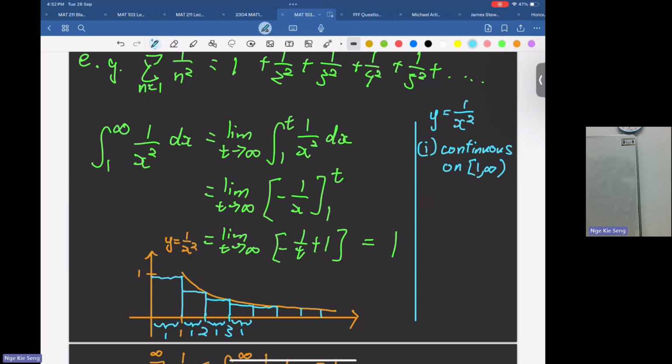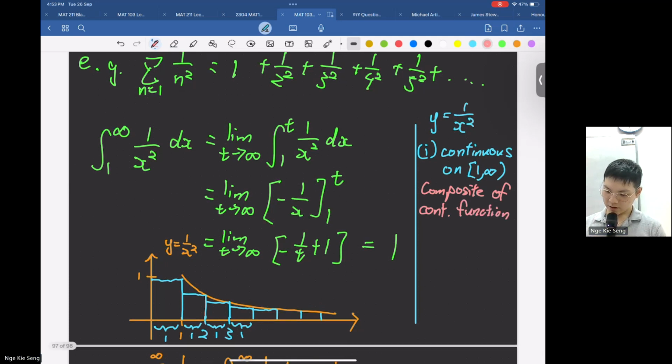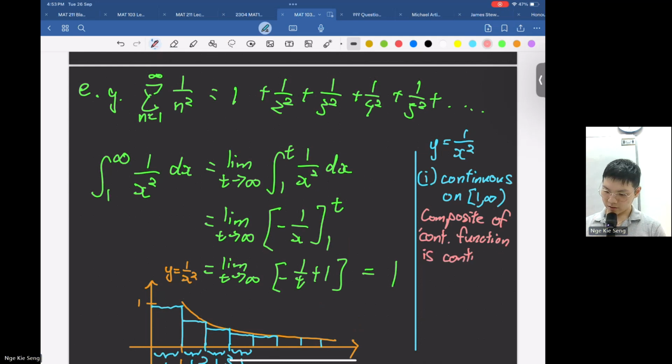Did you guys learn this or not? A composite of continuous functions is continuous. So let me write down here: a composite of continuous functions is continuous. So you compose x squared and 1 over x together, and then you will get 1 over x squared. Right?